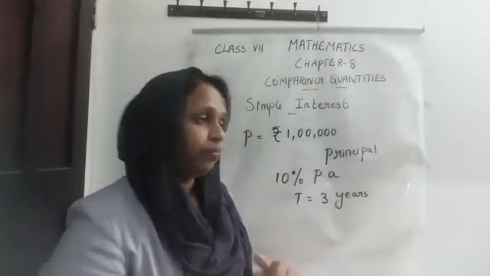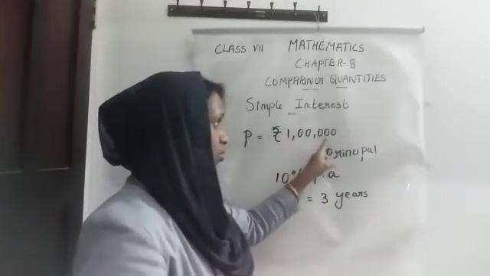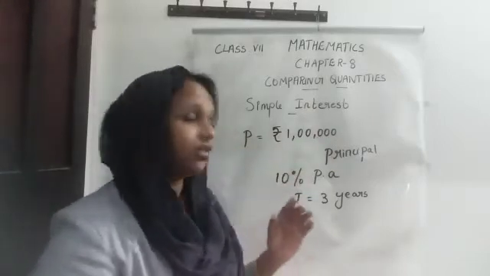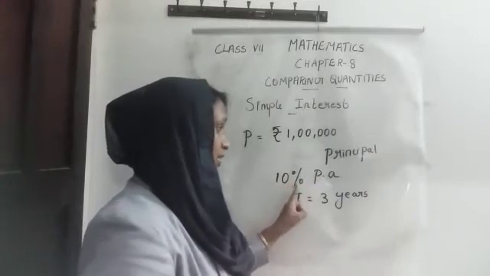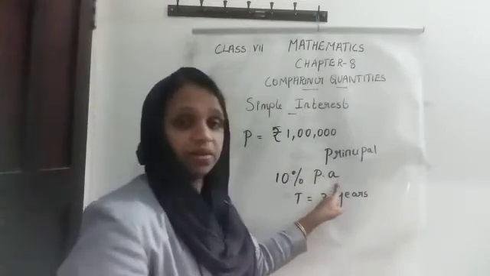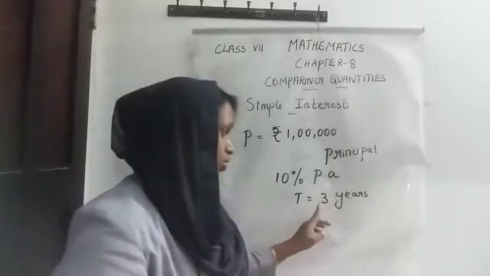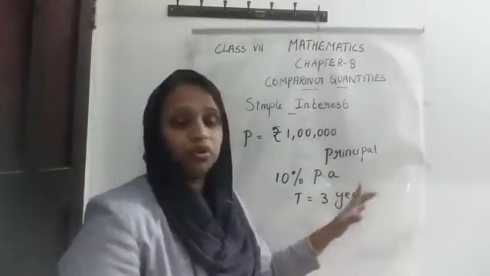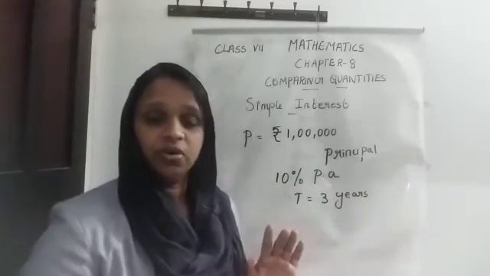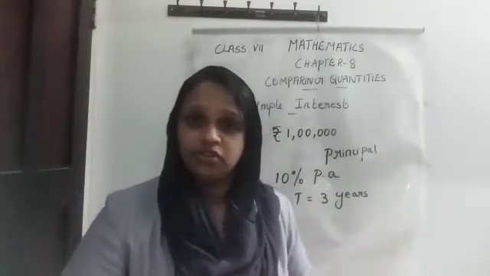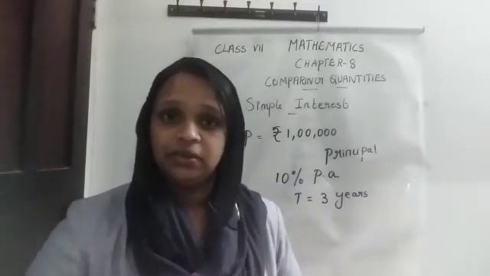So here the principal amount is 1 lakh, and the interest is at a rate of 10% per annum. Per annum means it is for 1 year, and the time period is given as 3 years. Now how does the bank calculate the simple interest? We can discuss that.